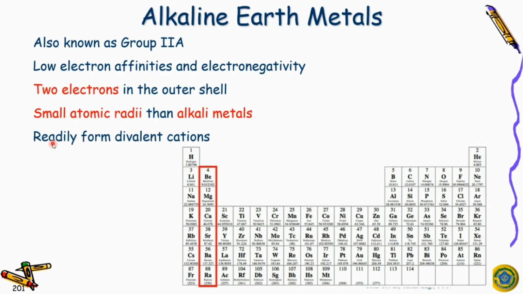Okay, this is important: they form divalent cations. If you lose 2 electrons, this element will become a cation, right? However, if you gain 1 electron, you will become an anion, right?